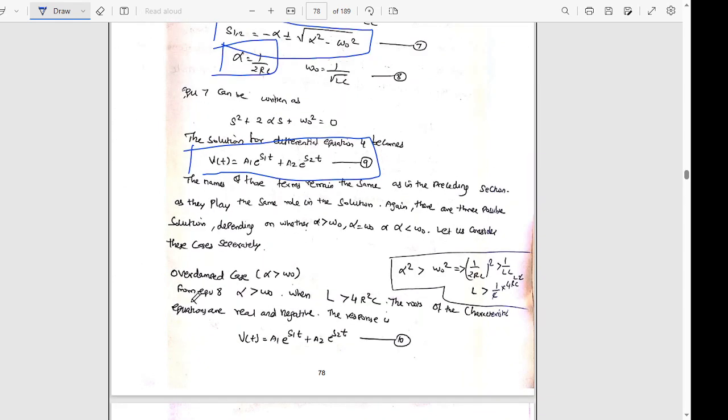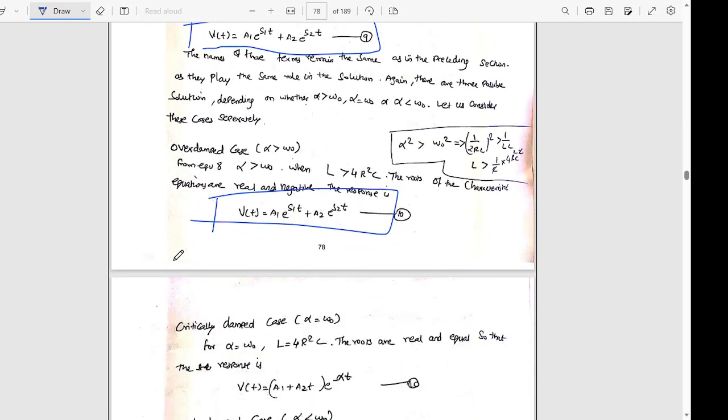Now let us see the three cases. When alpha is greater than omega naught, I will say overdamped case. In overdamped case, I will take the equation as it is. The voltage equation V of t equal to A1 e power S1t plus A2 e power S2t. So write down this formula now. You have to make a note of alpha formula, omega naught formula, and for overdamped case, alpha should be greater than omega naught. In that case, what is the equation for V of t? V of t equal to A1 e power S1t plus A2 e power S2t.